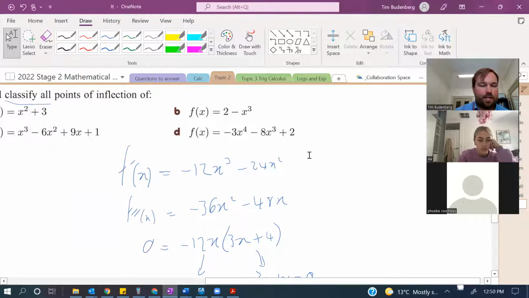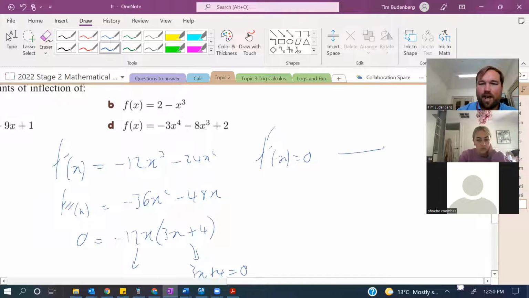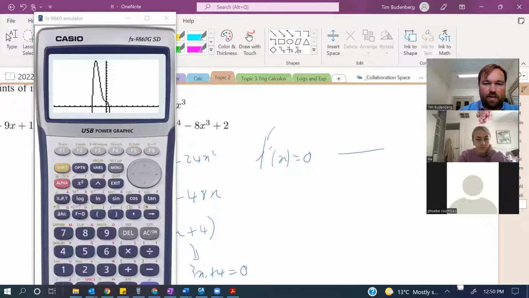Okay. So it is a stationary inflection point if f dash x equals 0 as well. So if the first derivative is 0, it means that it is flat, and so it's flat and going from concave up to concave down. So that's what's happening on that graph there.